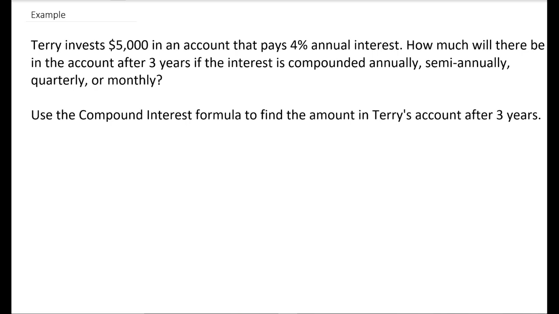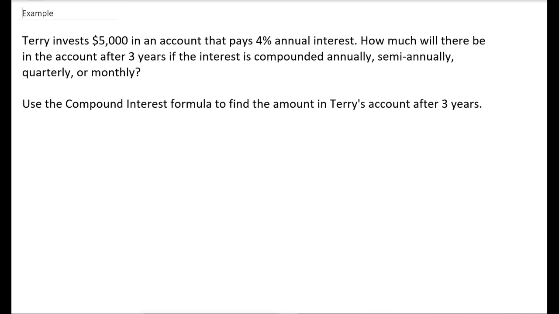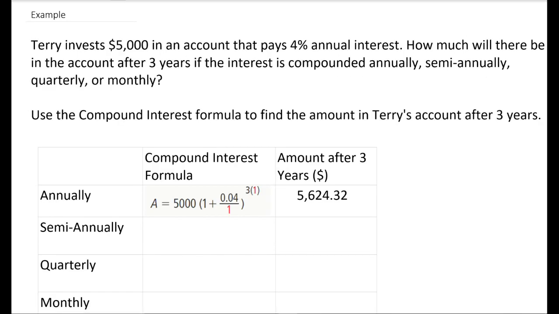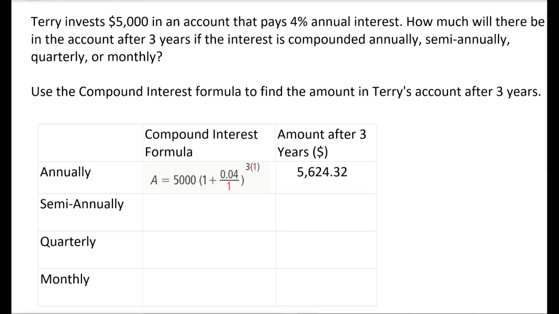So let's look at an example. Terry invests $5,000 in an account that pays 4% annual interest. How much will there be in the account after 3 years if the interest is compounded annually, semi-annually, quarterly, or monthly? So we have different compounding periods. Use the compound interest formula to find the amount in Terry's account after 3 years. What we're going to do is come up with a chart for the annual, semi-annual, quarterly, and monthly. So let's do the annual.